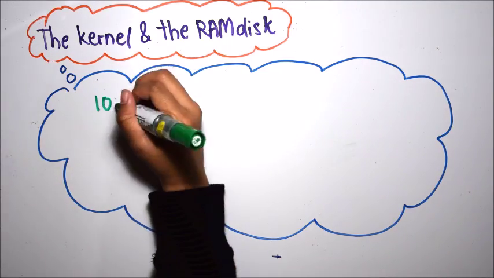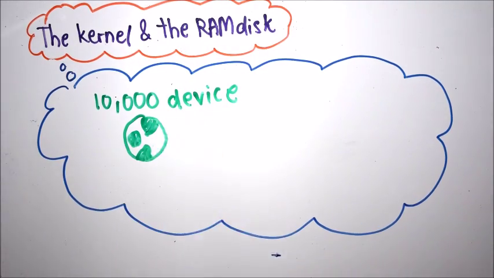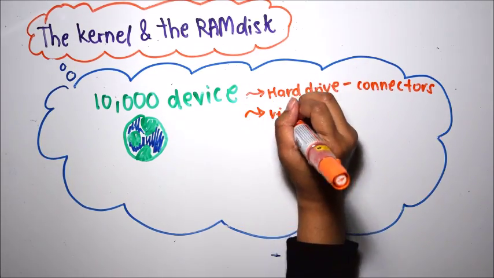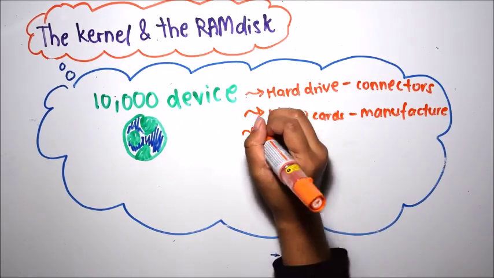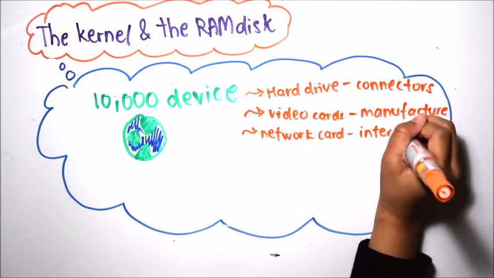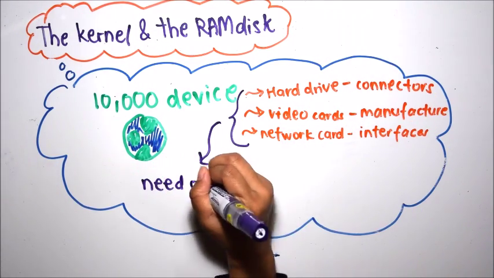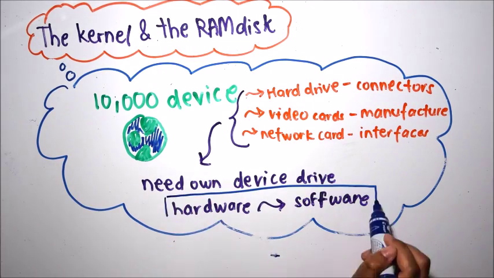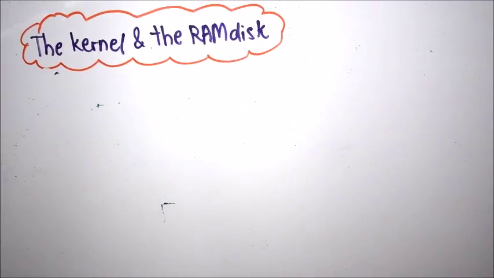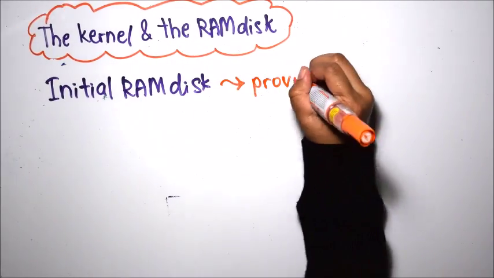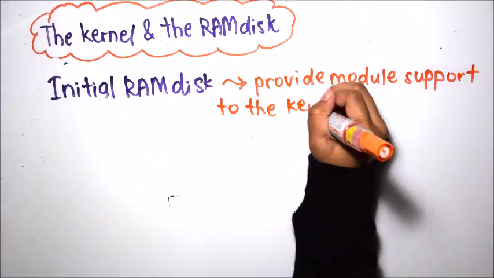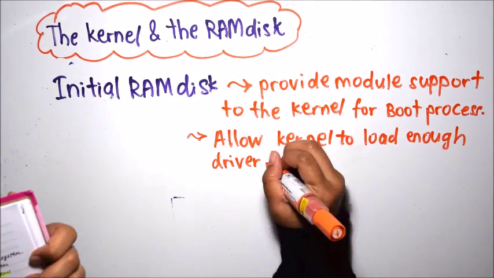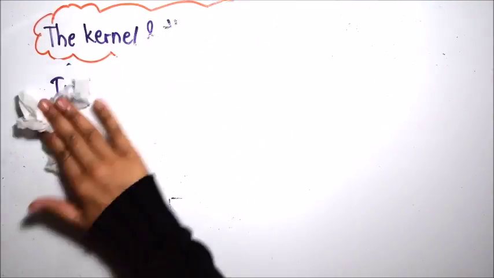Imagine that there are 10,000 devices in this world. There are hard drives made with different connectors, video cards made by different manufacturers, and network cards made with different interfaces. And each of these needs its own device driver to bridge hardware and software. The initial RAM disk provides module support to the kernel for the boot process. It also allows the kernel to load enough drivers from the file system.